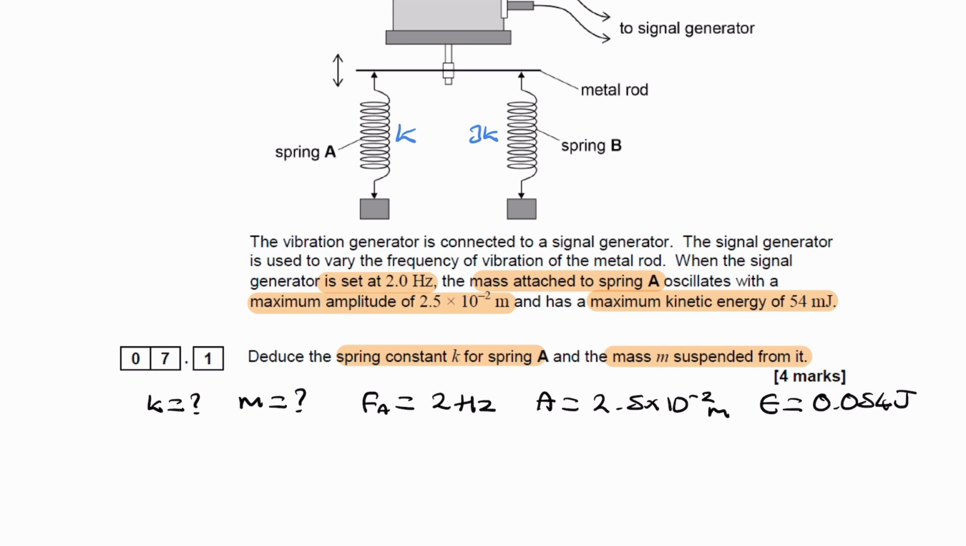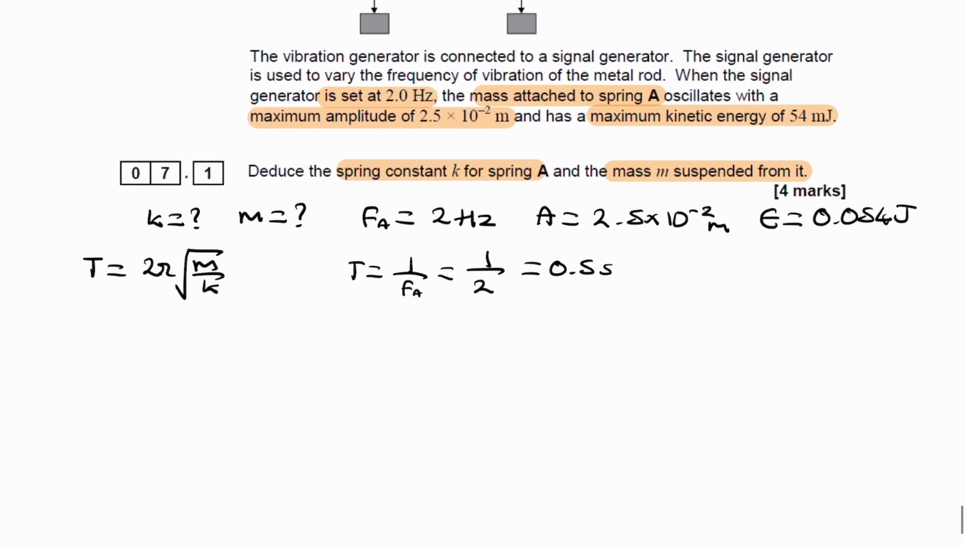So let's think of equations that can help us work out K or m. There is this one, time period is equal to 2 pi root m over k. We have the time period, or we can work it out. Time period is 1 over frequency, that'll be 1 over 2 or 0.5 seconds. But we have two unknowns in this equation, mass and spring constant. If there's two unknowns in our equation, we can't solve for one of them, so we can't use that, at least not just yet. Let's think of energy next.